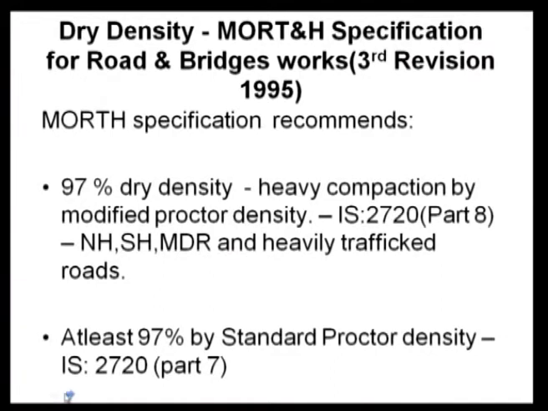Dry density: the MORTH Specification for Road and Bridge Works, fourth revision, recommends 97% dry density, that means heavy compaction by modified proctor density as per Indian Standard 2720 part 8. It has been used for national highway, state highway, MDR and heavily trafficked roads. At least 97% by standard proctor density; one is heavy compaction, modified proctor density, other is standard proctor density. At least 97% has been given by Indian Standard 2720 part 7.